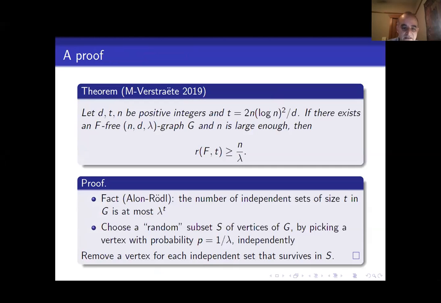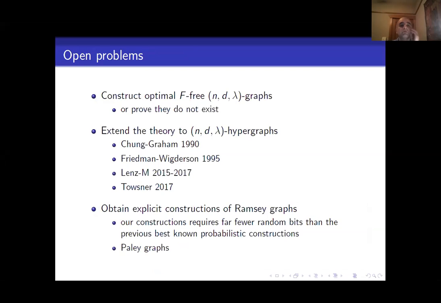Okay, and the last thing I want to do before I finish is some open problems. So what are the open problems? Well, there's one main open problem. The main open problem is to construct optimal F-free (n, d, lambda) graphs. And I've indicated that you can use ideas in number theory, coding theory, group theory, and finite geometries in order to make these constructions. And I think with the correct confluence of all these ideas, one may be able to do these things. And it would be very surprising to prove that they don't exist.